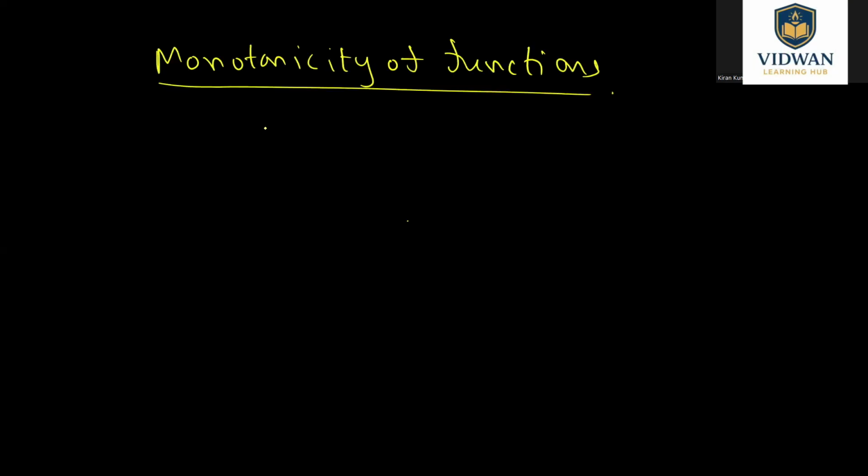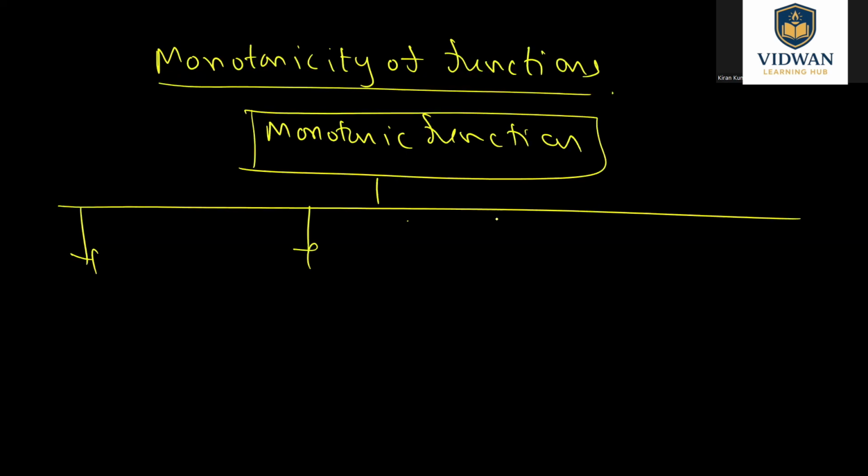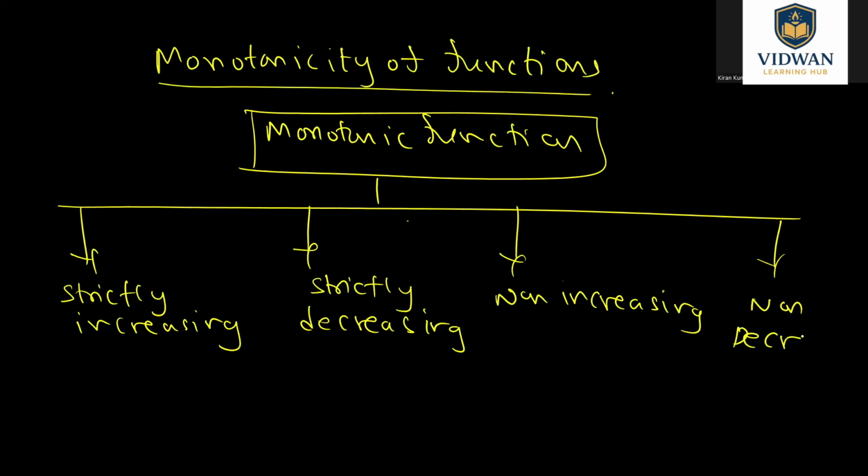So let's start with monotonicity of functions. Basically a monotonic function can be classified into these categories. What are the four categories that you have? Strictly increasing, strictly decreasing, non-increasing, and non-decreasing. So we can classify a monotonic function into these four categories.